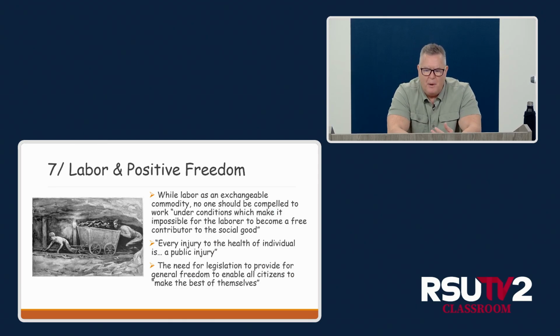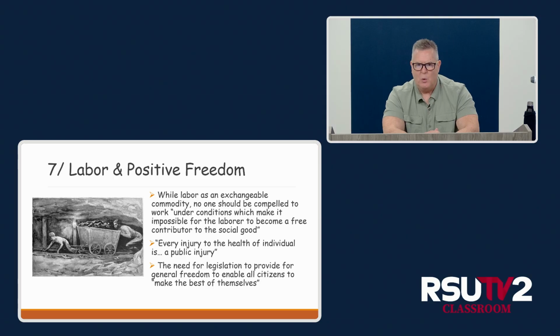So as it relates to labor, positive freedom means that while labor is an exchangeable commodity, no one should be compelled to work under conditions that make it impossible for the laborer to become a free contributor to the social good. So the 19th century factory worker that was literally working continually, that's an unfair contract, simply because you're leaving that person no opportunities to improve themselves. If you're working from 7 in the morning until 8 or 9 at night, you barely have time to eat and fall asleep, much less take a correspondence course at night.